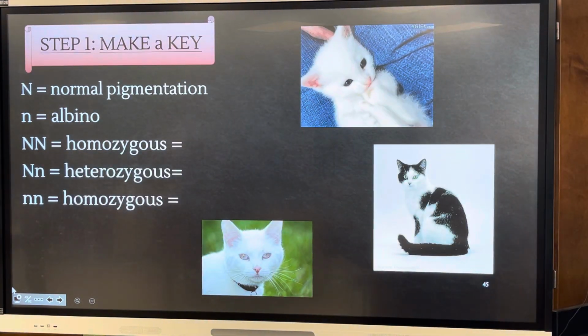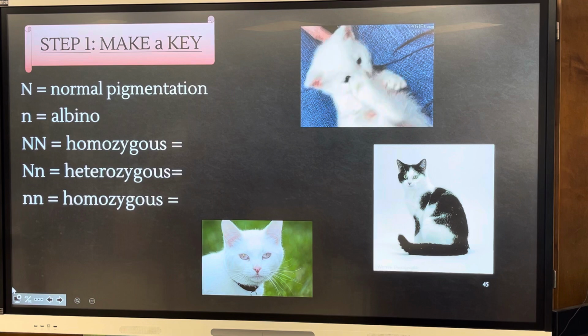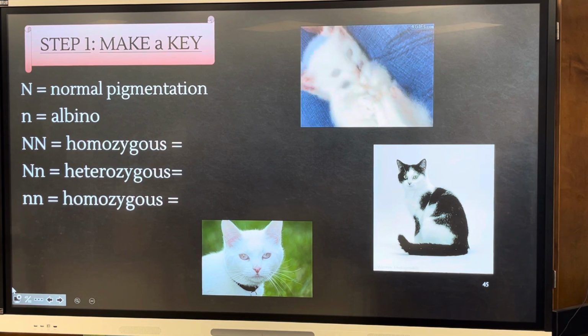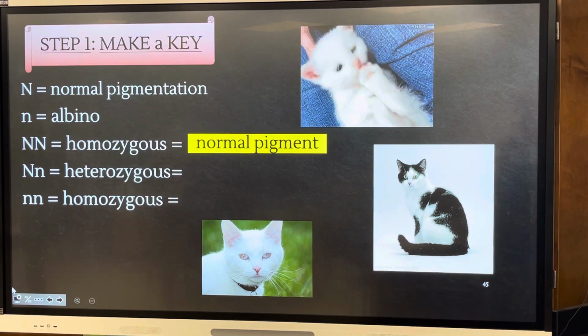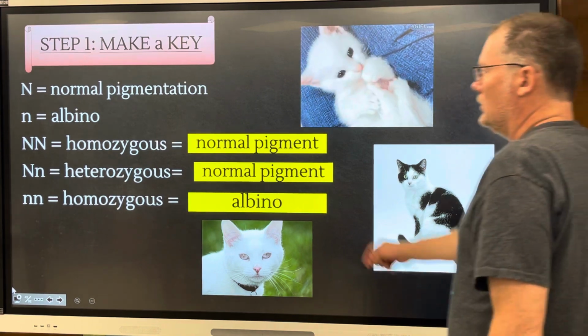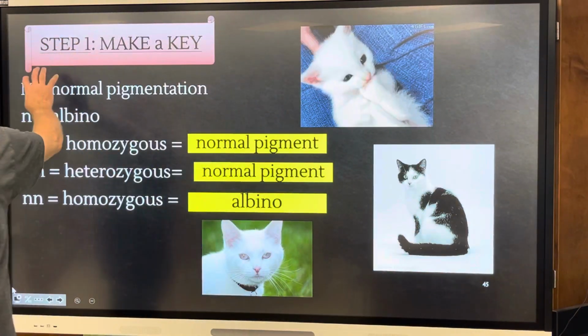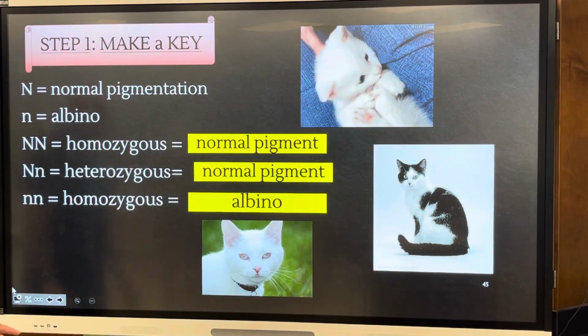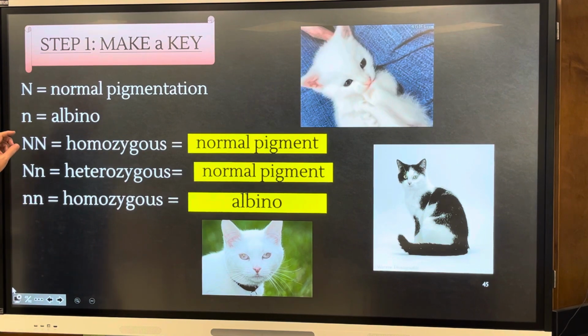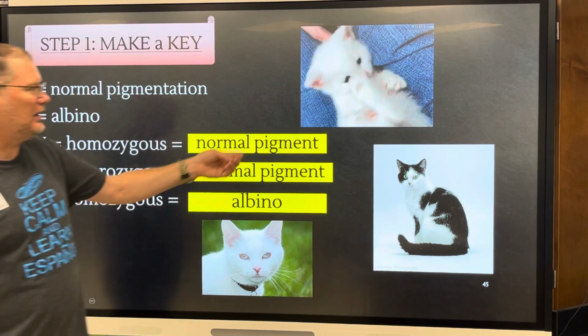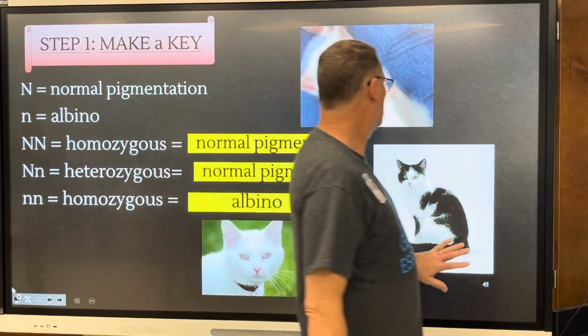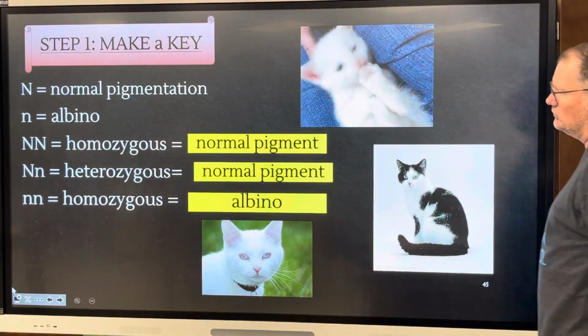So what's this first step all the time? Make a key, right? So we're going to talk about kitty cats. If capital N is the allele for normal pigmentation, okay? Normal pigmentation would be like this, or just white, not albino.